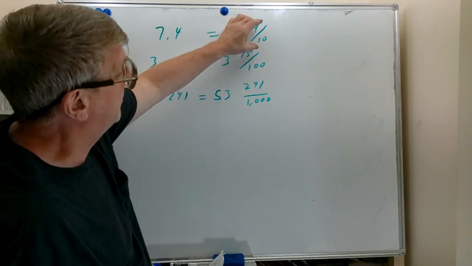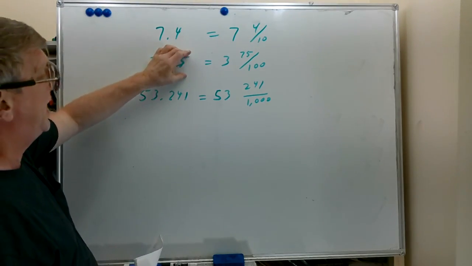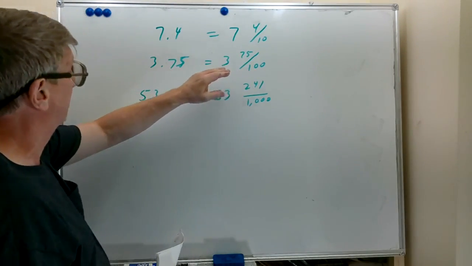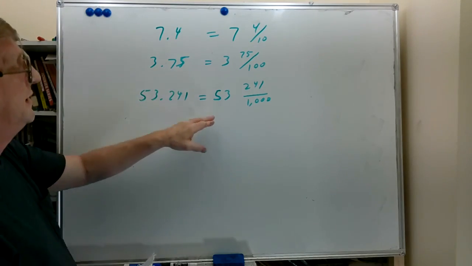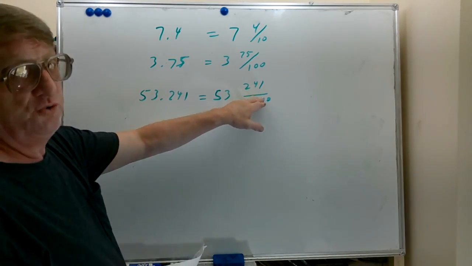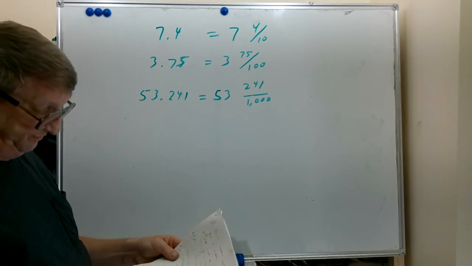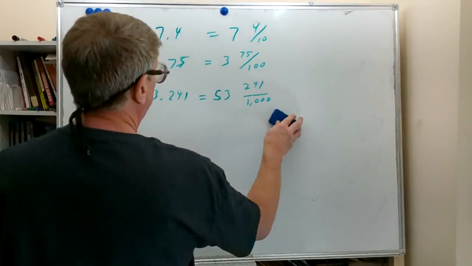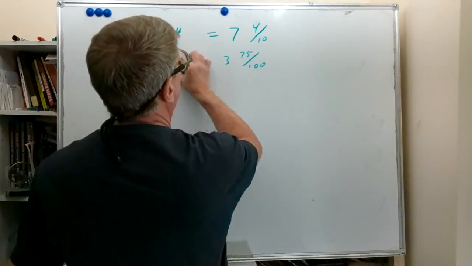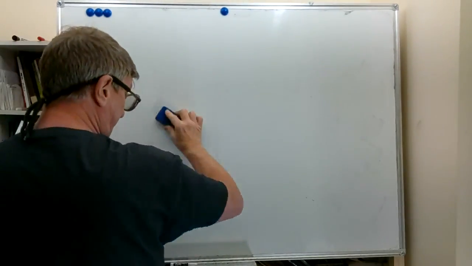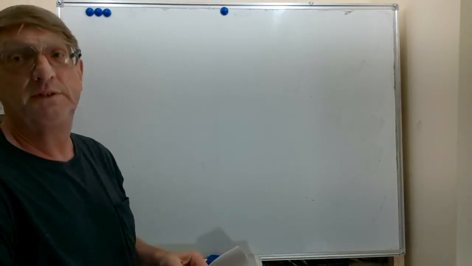7.4 is the same as 7 and 4 tenths. 3.75 is the same as 3 and 75 hundredths. 53.241 is the same as 53 and 241 thousandths. So that kind of covers how our system of decimal numbers works.